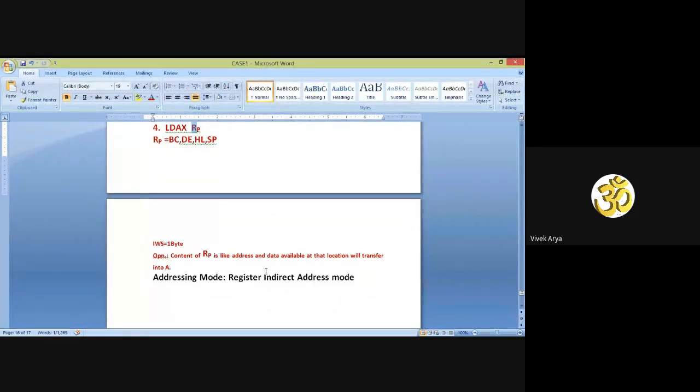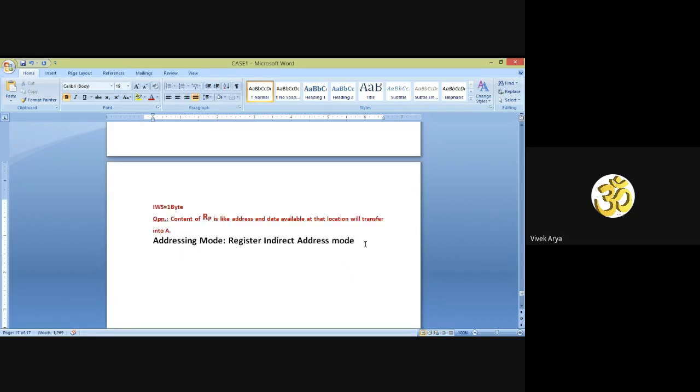And a very important point, HL is not available here because that is already used for memory. Are you getting my point? So only BC and DE are available for this instruction, because HL is already occupied by memory. So now we have covered 4 instructions. The rest 2 instructions are left.